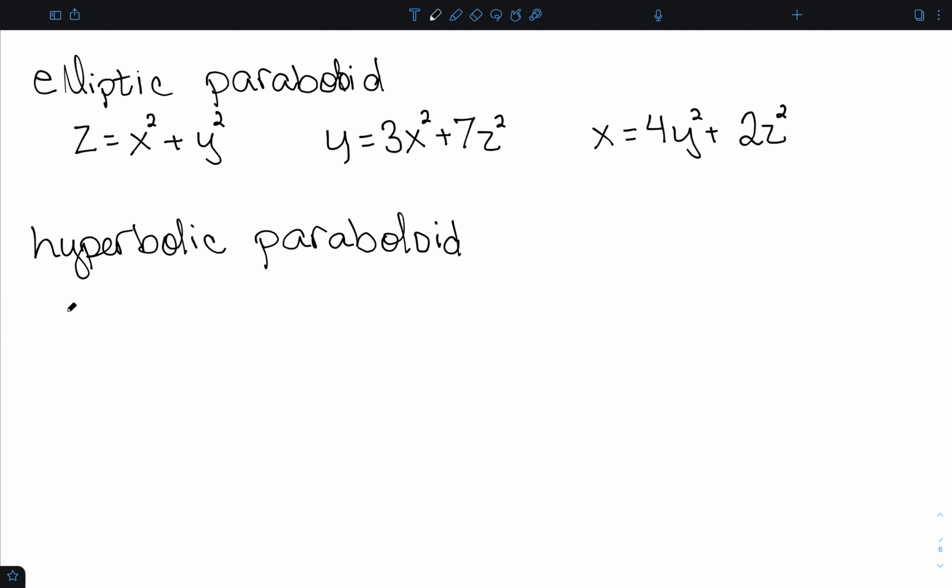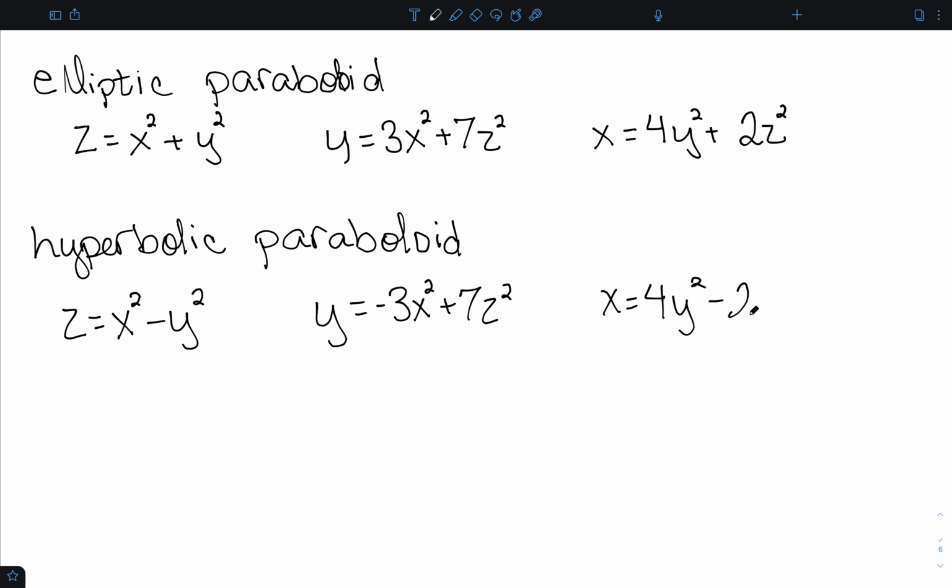On the other hand, a hyperbolic paraboloid would be like z equal to x squared minus y squared, or y equal to negative 3x squared plus 7z squared, or x equal to 4y squared minus 2z squared. My quadratic terms will have different signs once I solve for my linear variable.